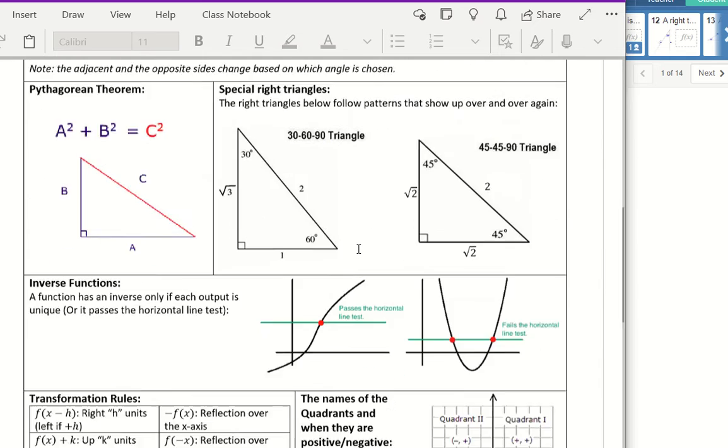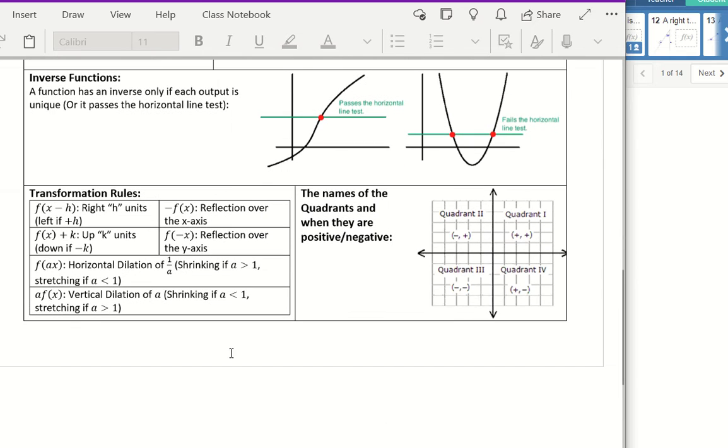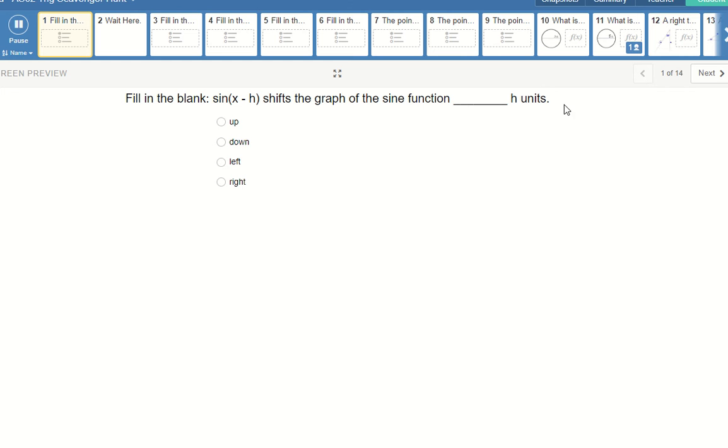And we'll scroll down. All the transformation stuff's in the bottom left corner here. So we even have f of x minus h. In this case, we've got sine of x minus h. So basically, f, the function, is sine in this case, so we can just copy this right here. It moves it right h units. So it's going to be right.